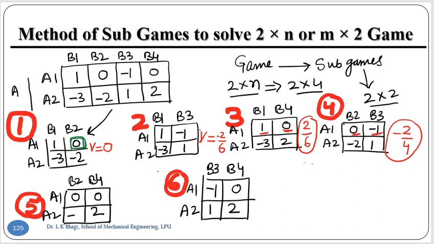Right now this is basically minus 2. The value comes for this is 0. And now check the subgame 6. In subgame 6, first we check the saddle point and whether it is a stable game or an unstable game. So from here we check for the saddle point.